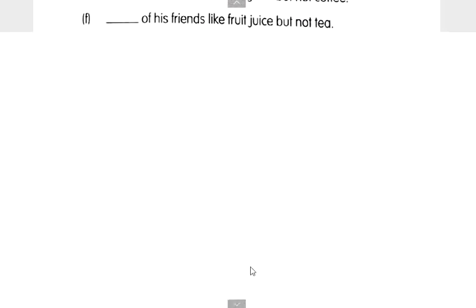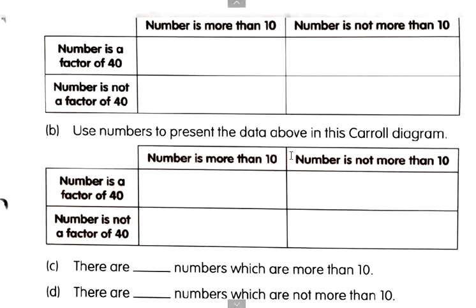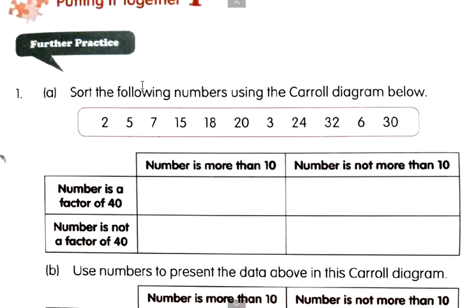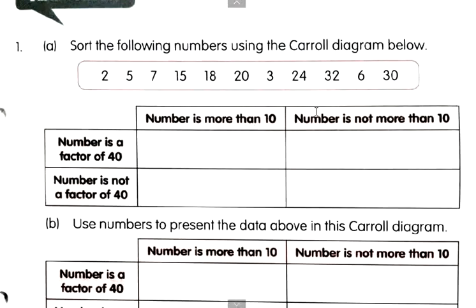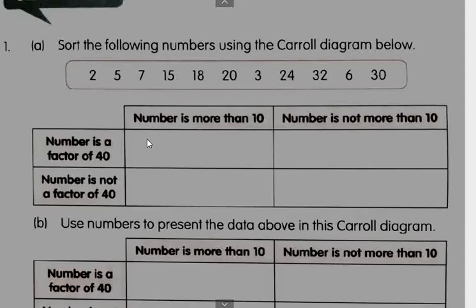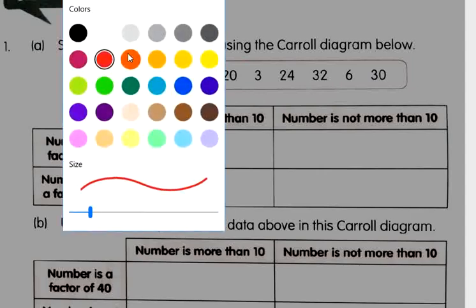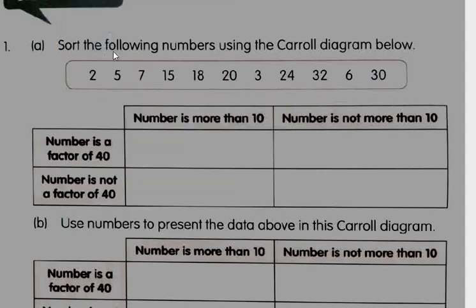Okay, next page. Putting it together one. Sort the following numbers using the Carroll diagram. Okay, let's sort. Number is a factor of 40. Okay, so we have learned how to find factors, right? So let's list them up. List up all the factors of 40.